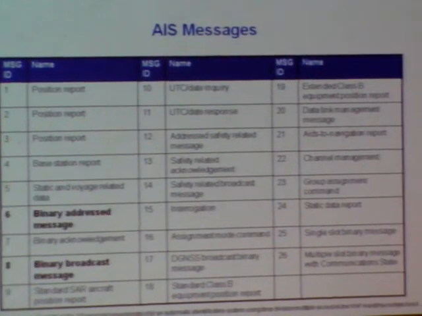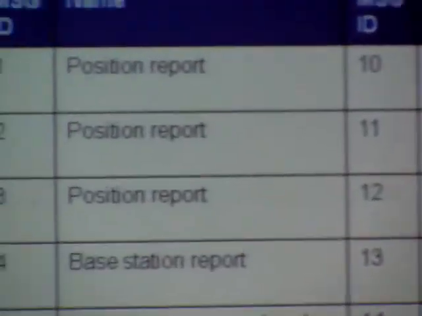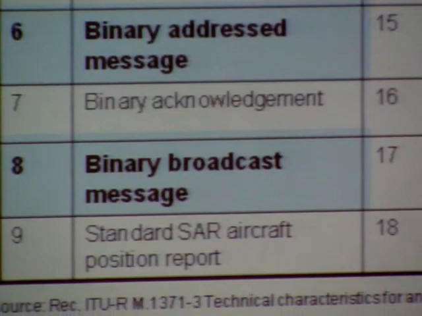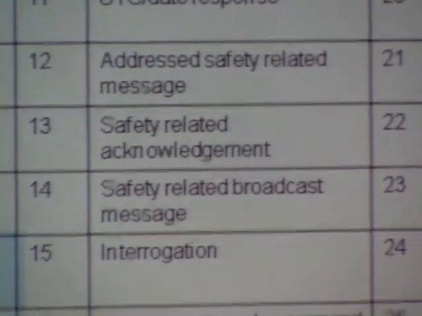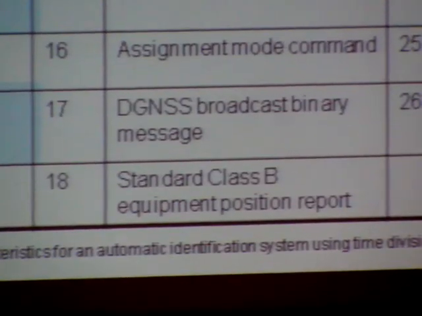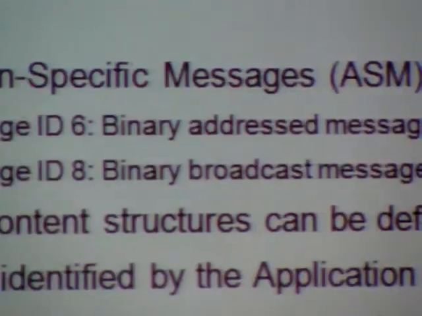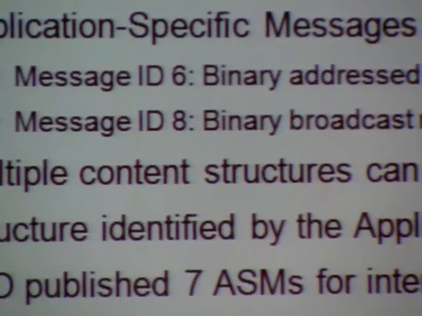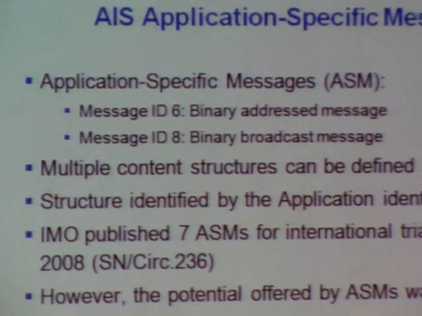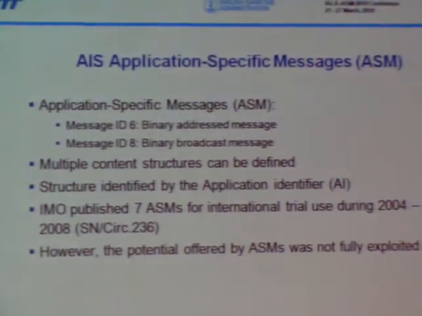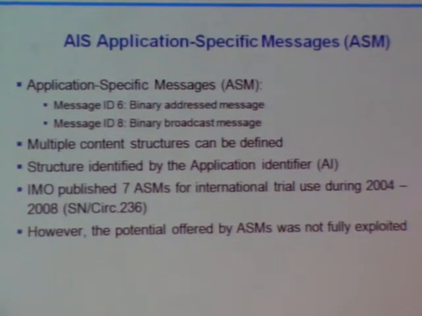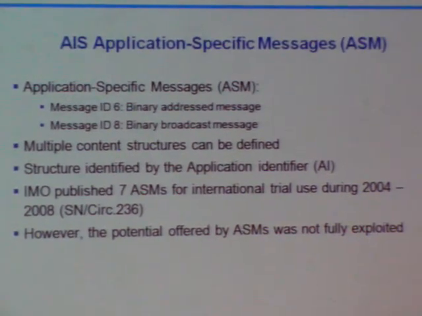AIS is structured in 26 message types, and I will focus on types 6 and 8, binary addressed and binary broadcast messages. These are special in the sense that multiple content structures can be defined, and the structure is determined by the application identifier in the beginning of the message.